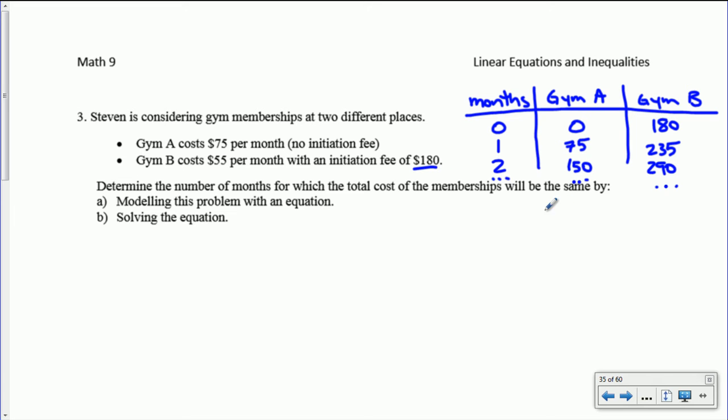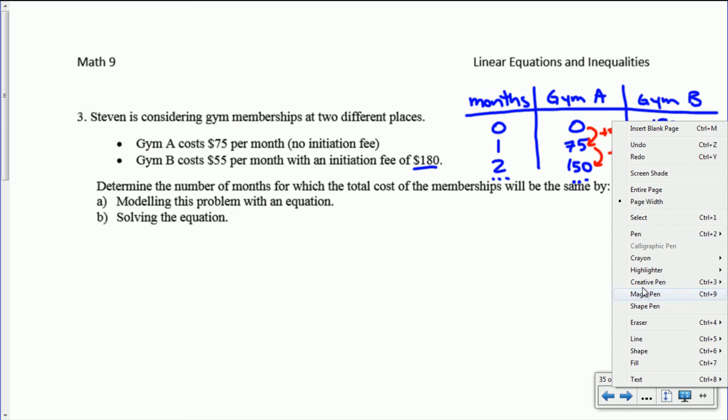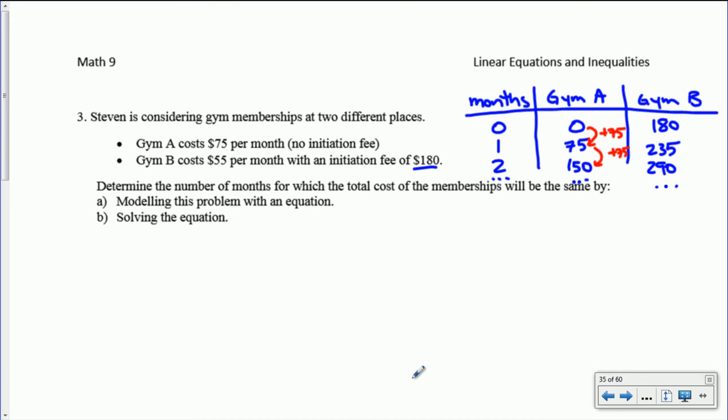Okay, so if we just kind of focus in on months and gym A, you can see that we're going up by 75 each time. So add 75, add 75, and the value of gym A at 0 months is 0. So sort of a handy way to do that. Well, I guess we need to first start off by defining some things. So let's let C equal the total cost, and let's let T be the number of months.